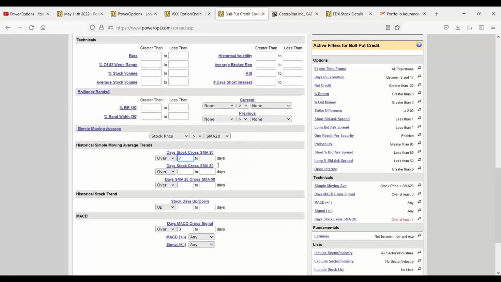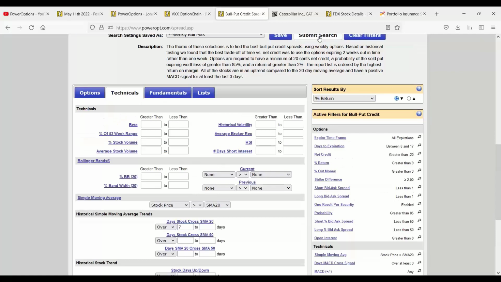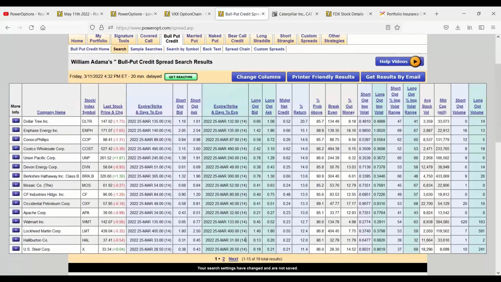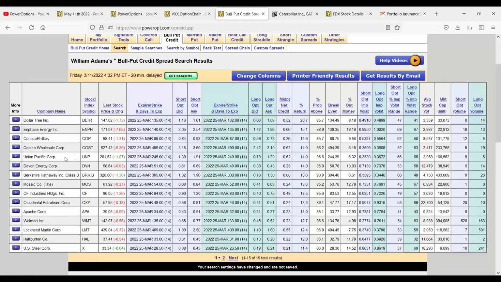Let's go 7 days. It's been at least 1 week that the stocks crossed over the 20-day moving average and held that. And we took out a few, but yeah, Union Pacific's still there. I guess I didn't put it in far enough. ConocoPhillips is still there. So we lost a few in those first four. Enphase is still there as well. So, yeah, Lockheed Martin's in there too. U.S. Steel is up there also. So it's another way to help you save time, absolutely.